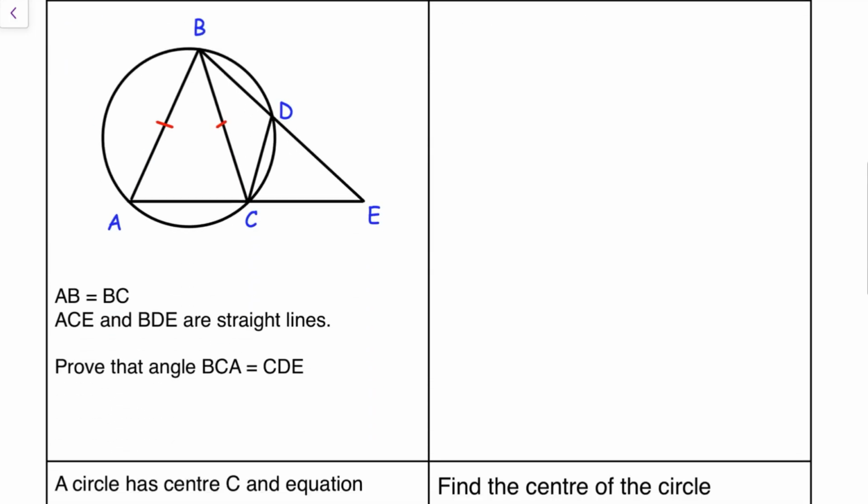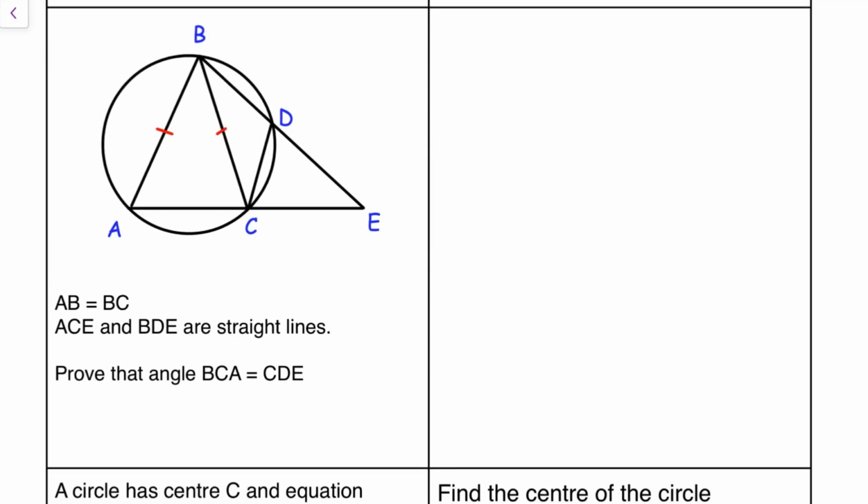Next question. All right, so what do we have here? So AB equals BC, it tells me that already. So isosceles triangles, which means base angles are equal. So these two angles are equal already. And then it says ACE and BCD are straight lines, BDE are straight lines. Okay, so just confirming something that's obvious. Prove that the angle BCA equals CDE.